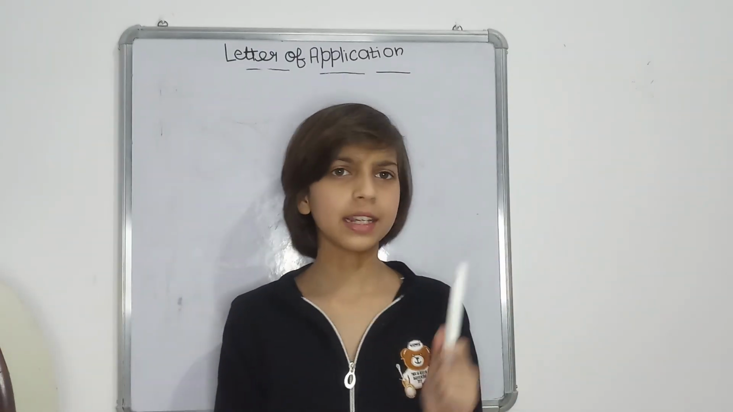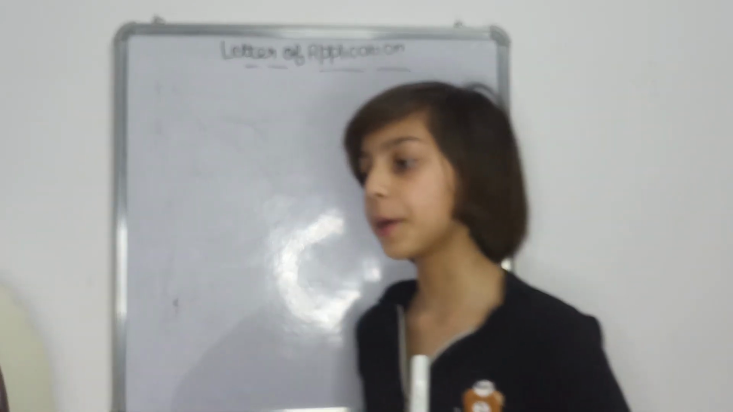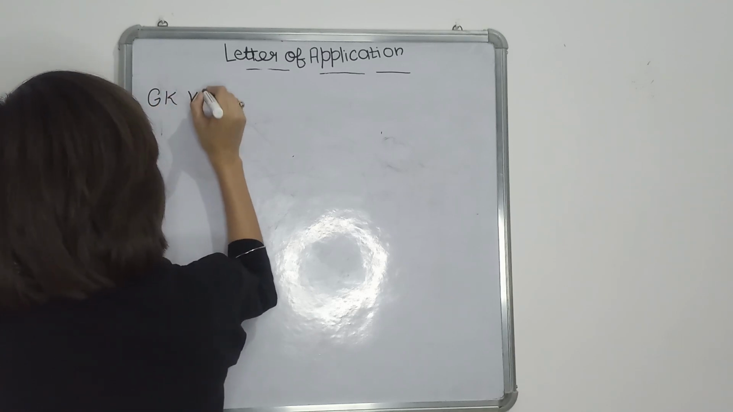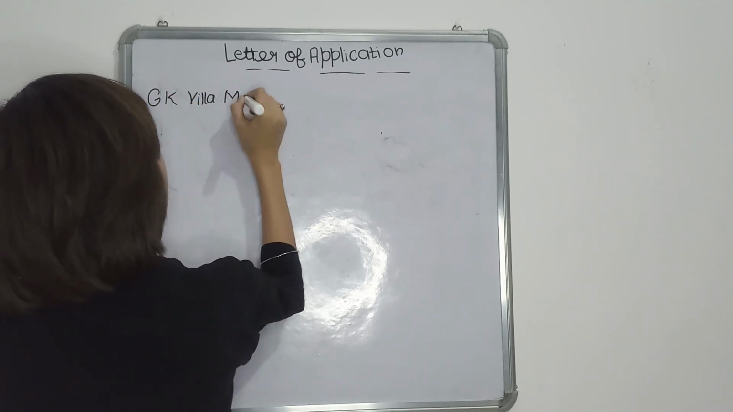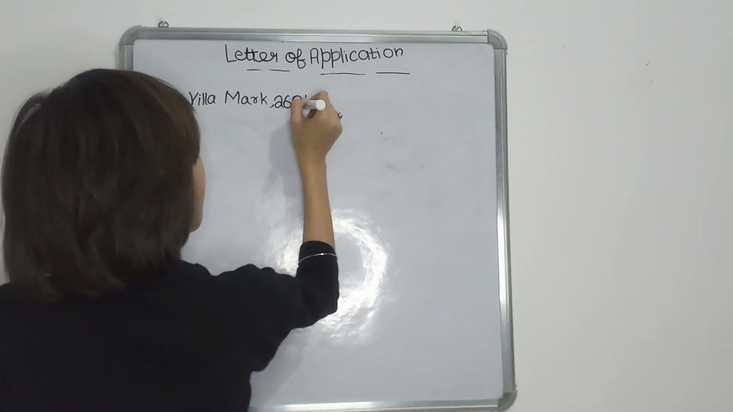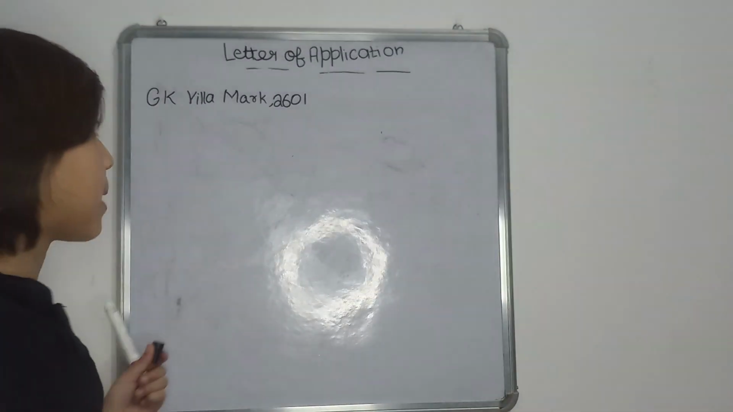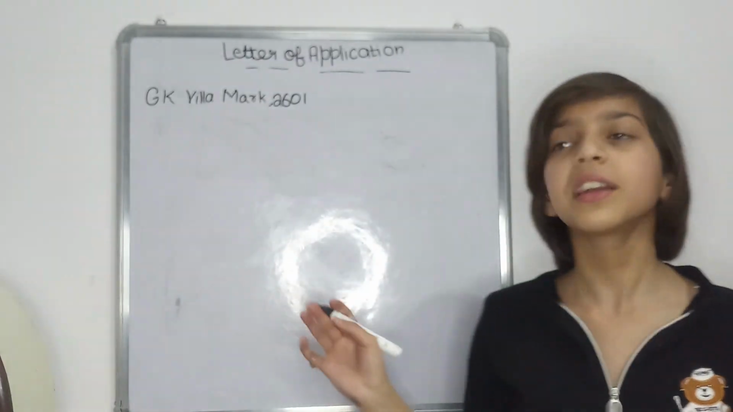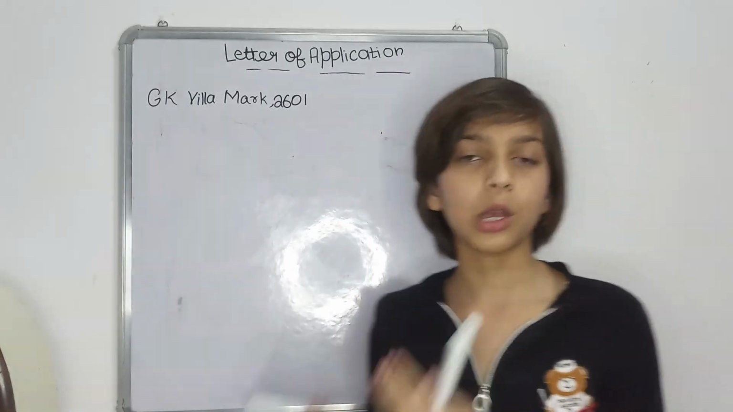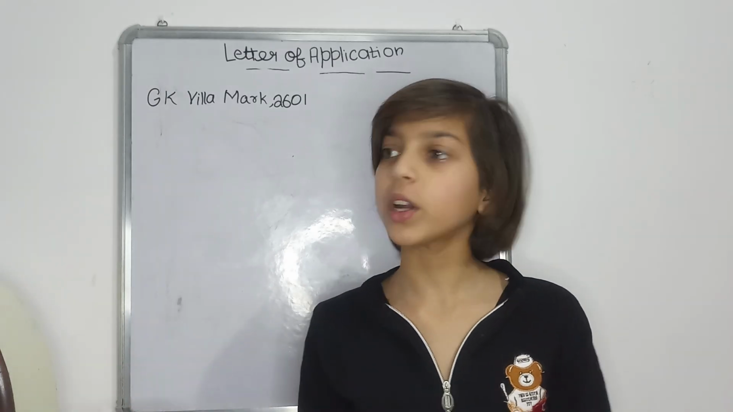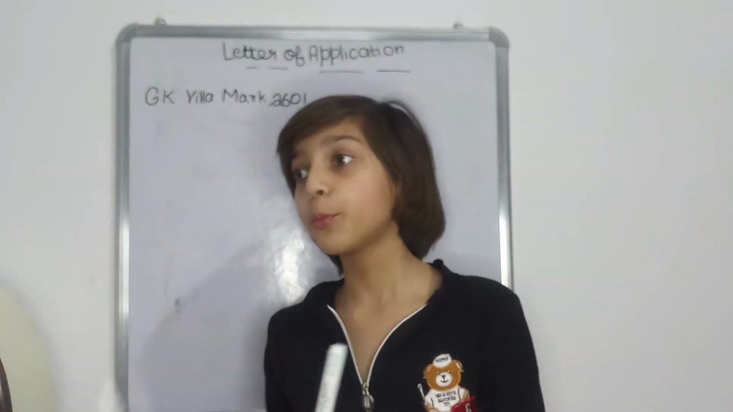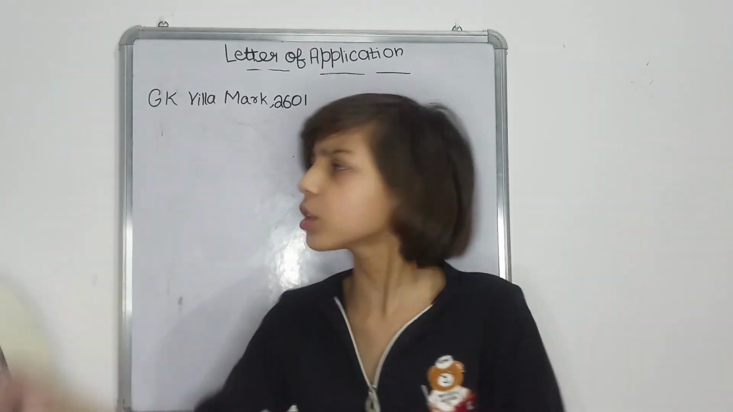First was the sender's address. You can write any address. Like I am writing GK Villa Marg 2601. If you don't know any address, you can write anything. If you are writing in your exam, you can write any address. The teacher doesn't know what address you are writing, and she or he is not going to post it anywhere else.